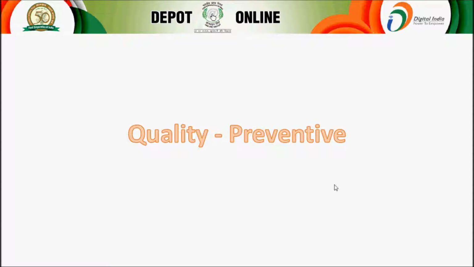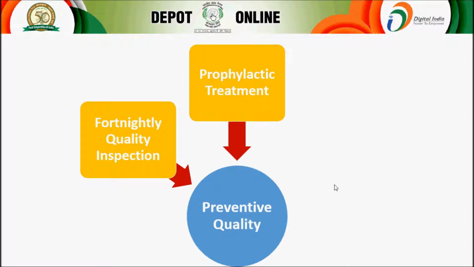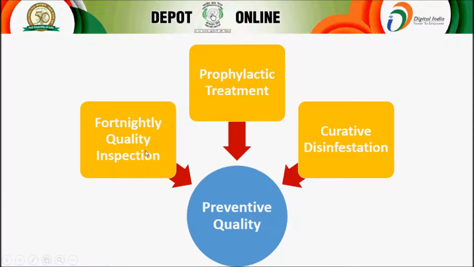quality. The preventive quality mainly consists of three major aspects. First is the fortnightly quality inspection, which is done by the TA. The second is the prophylactic treatment, where any spraying of the chemicals is done at regular intervals. And last is the curative disinfestation, where in case of any pests found in the stack, curative measures are taken, where fumigation is performed by the TA. So we will be seeing this in today's session.